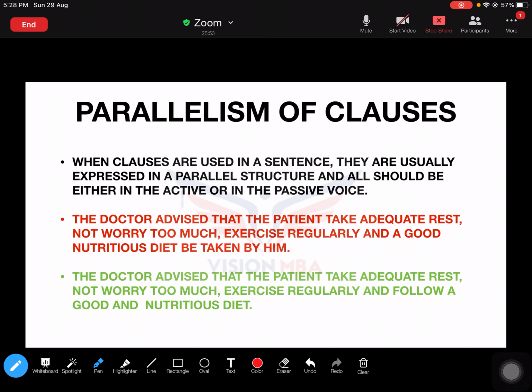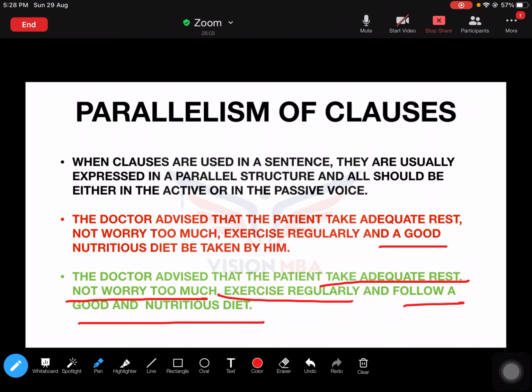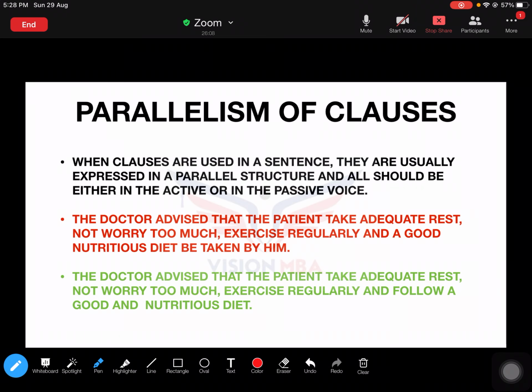Now here, check this thing. Take adequate rest, not worry too much, exercise regularly, follow a good and nutritious diet. Here this sentence was different, but here the pattern of the sentences is the same. You have to follow the same pattern.